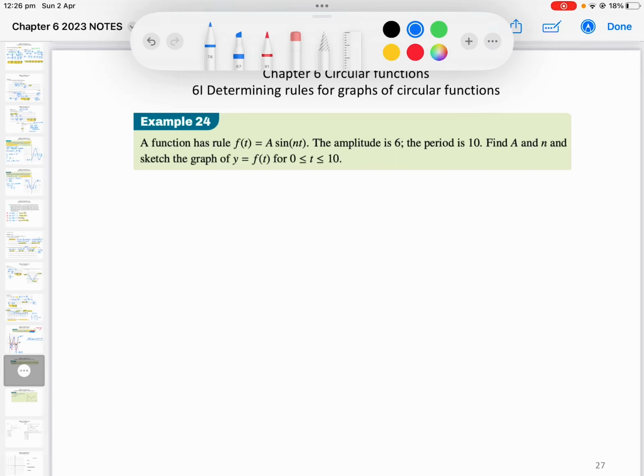So for 6i, I know in the past we've found rules for quadratics, we've found rules for exponentials and logs, and now we're doing rules for trig functions. So it tells you the general form of the function, and we just have to work out what those values of a and n are. So if the amplitude is 6, I know straight away it's going to be a 6 sine nt.